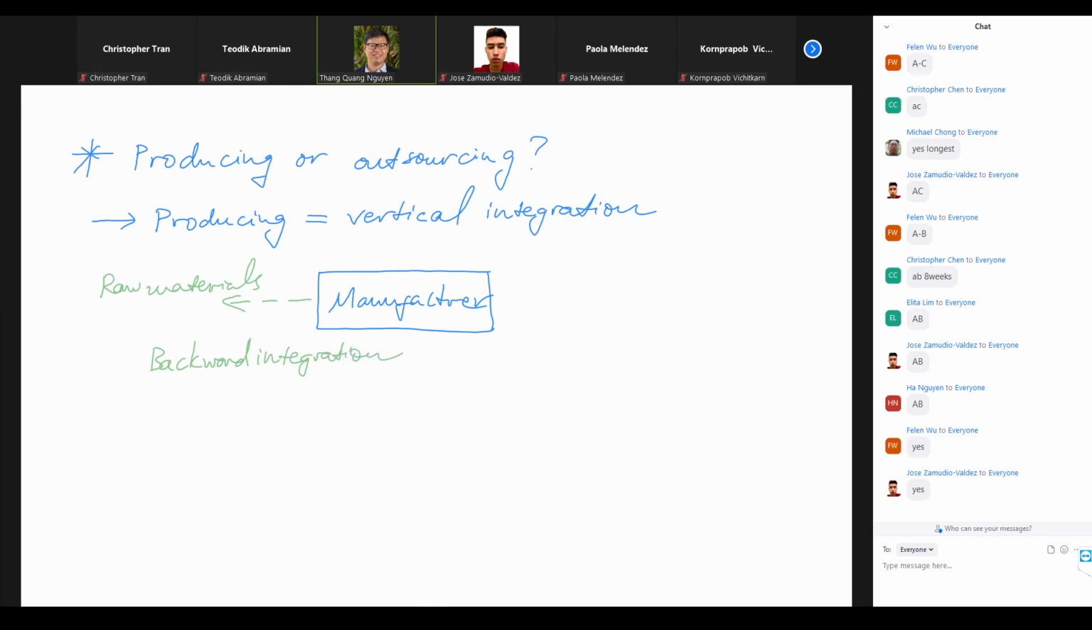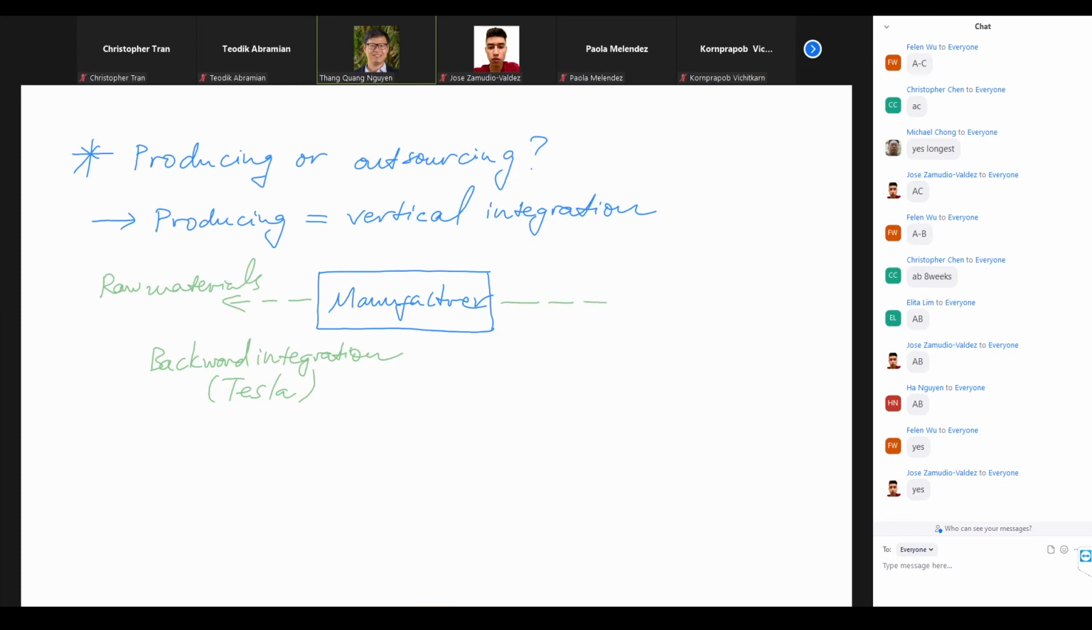Which means that we try to have more control with the supplying processes, right? For example, Tesla, they do that when they produce the batteries by themselves, right? They do not source it from another company. They produce batteries by themselves. So it is called backward integration because they will have more grip or more control on the battery supplying process.